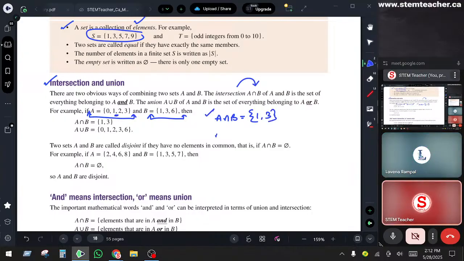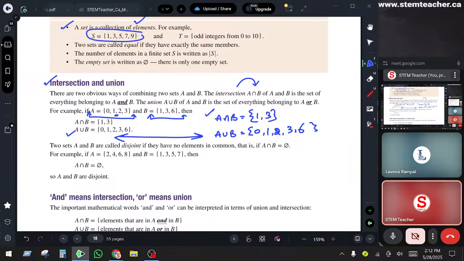A union B means list all elements without repetition. See, here you can write 1, 1 is in both, no problem. You can write 1. 3 is in both, 3 you have to write. 2 you have to write. 5 you have to write. 6 you have to write. It is the collection of all elements without repetition. That is your A union B.